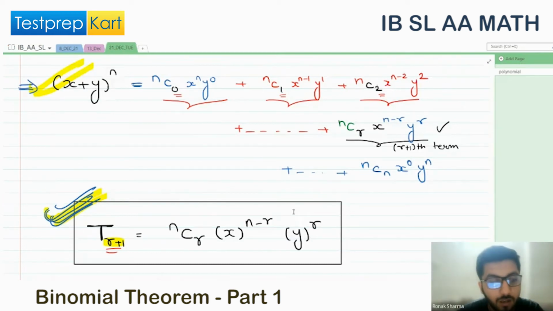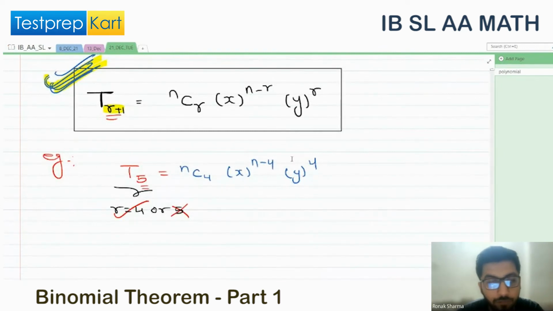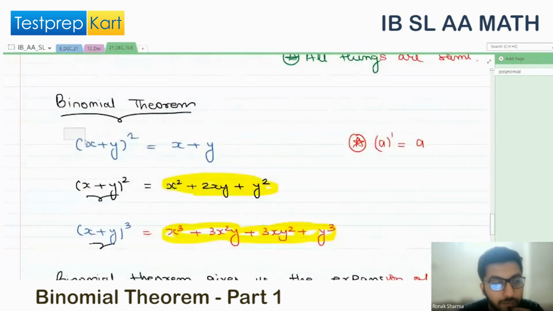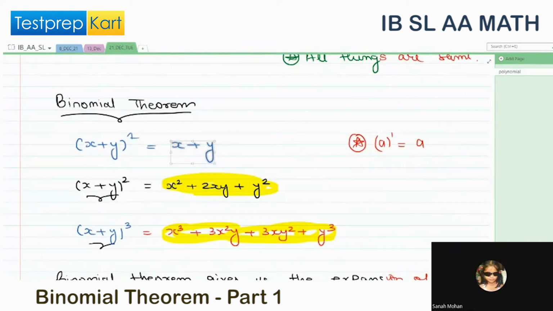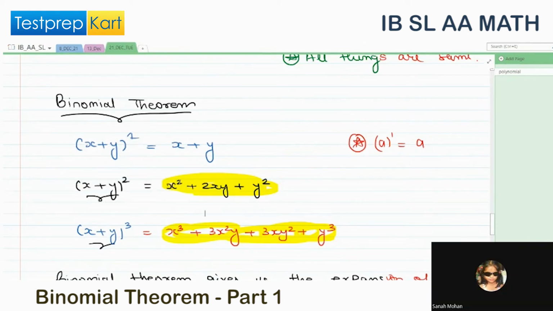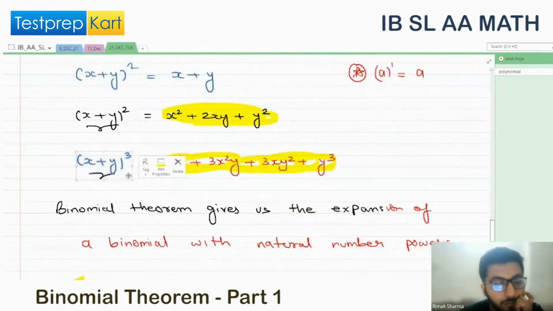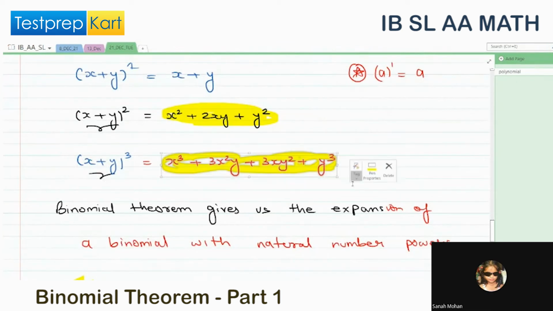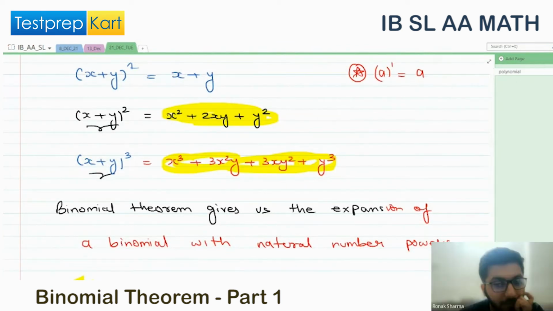Now let us focus on some basic things. How many terms are there in the expansion of x plus y power 1? 2. How many terms are there in the expansion of x plus y square? 3. How many terms are there in the cube expansion? 4. So what is the pattern? Number of terms are 1 greater than the power.